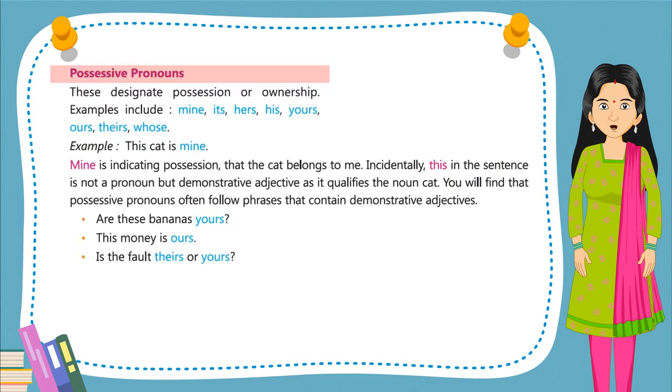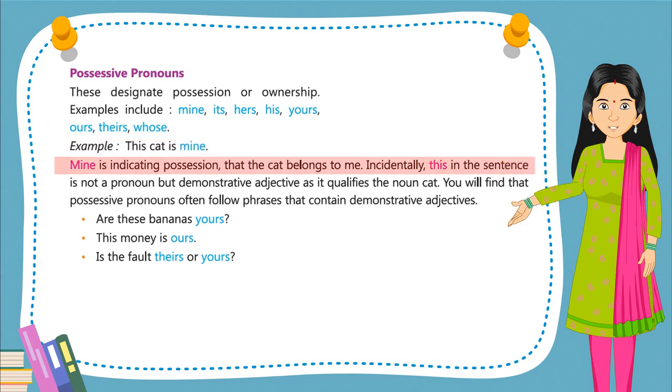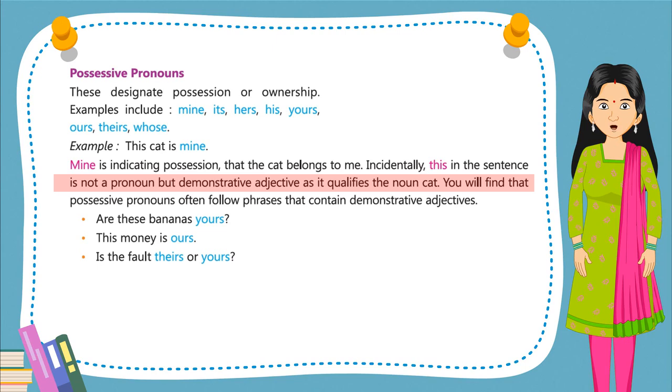Possessive pronouns. These designate possession or ownership. Examples include mine, its, hers, his, yours, ours, theirs, whose. Example: This cat is mine. "Mine" is indicating possession, that the cat belongs to me. Incidentally, "this" in the sentence is not a pronoun but a demonstrative adjective, as it qualifies the noun "cat."